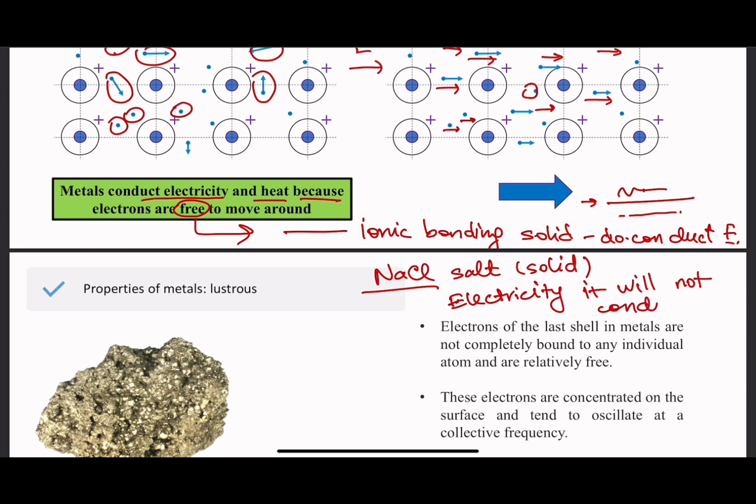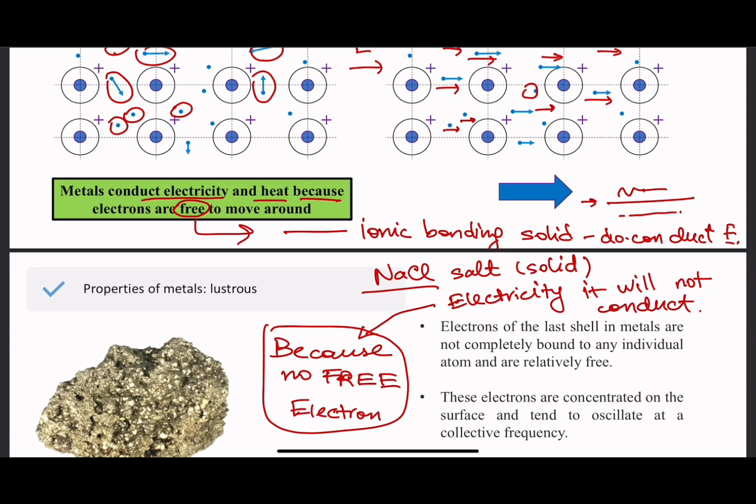Now I'm going to give you a very important message, because there are no free electrons. You need free electrons for electrical conduction. If you don't have free electrons, you cannot conduct electricity nor heat. Okay? You need free electrons.